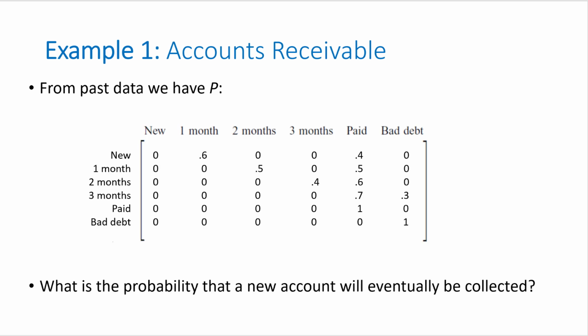I can create a transition probability matrix for it. Here you see that the columns and the rows are the states that we just defined, and from the past data we see the probabilities. For example, out of all the new accounts, 60% of them become overdue next month, and 40% of them have paid off their debt in the same month or the next month.